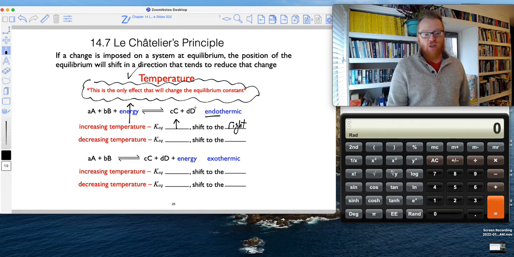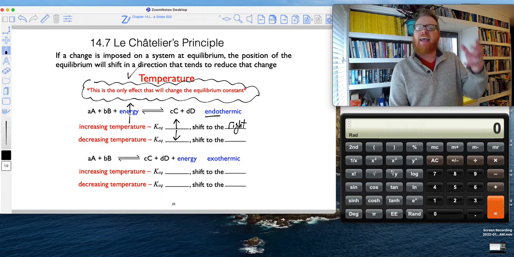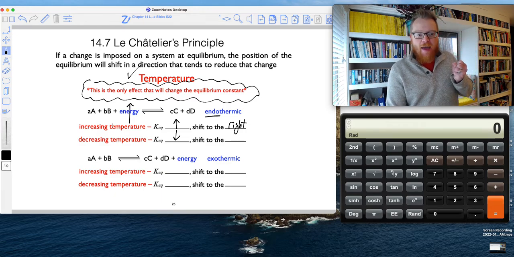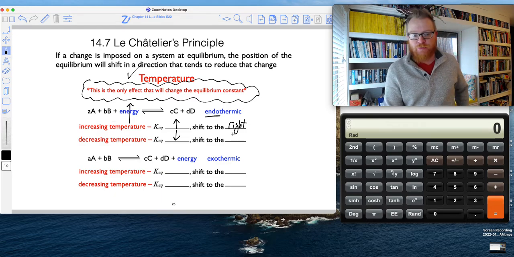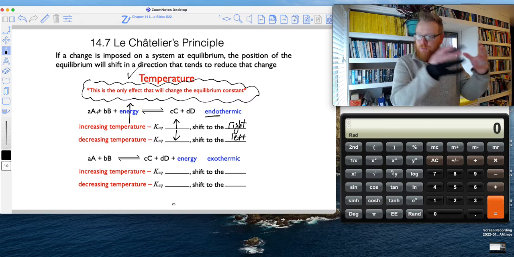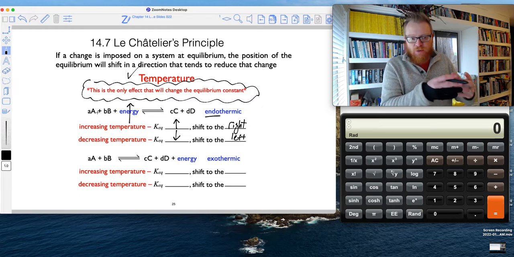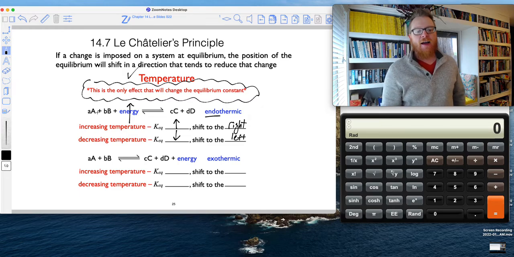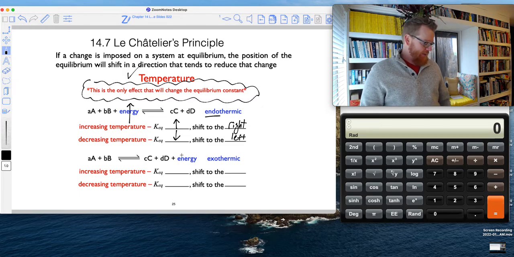Okay. Now for decreasing the temperature for an endothermic reaction, it's just the opposite. When I decrease the temperature, it's like I'm taking energy away, and that means not as much products can form. So it shifts the position to the left. So there's more reactants. That means the position is at the left, and it decreases the equilibrium constant.